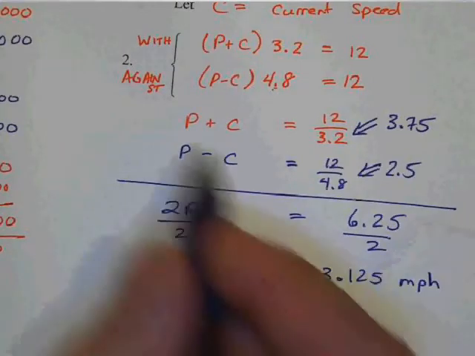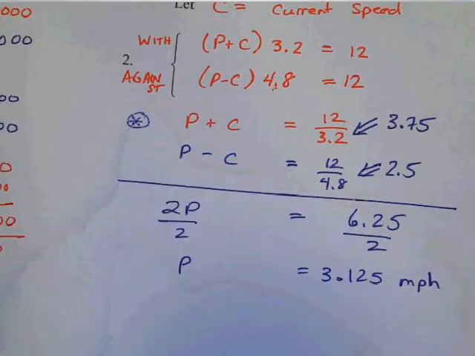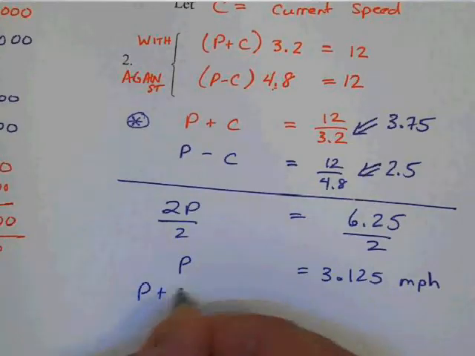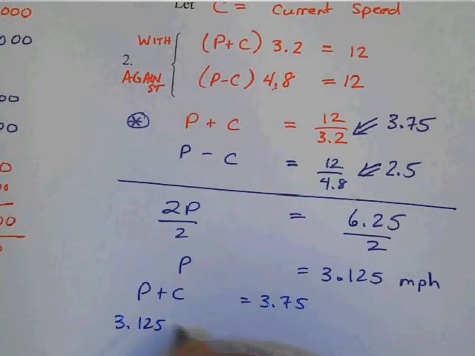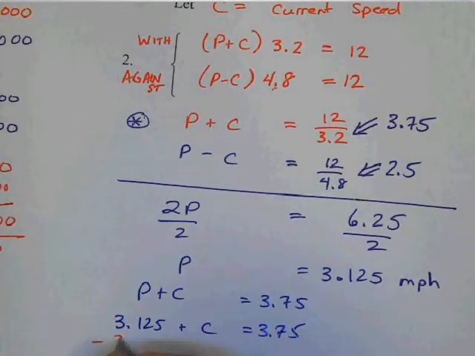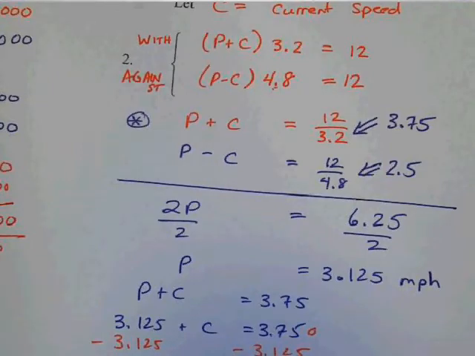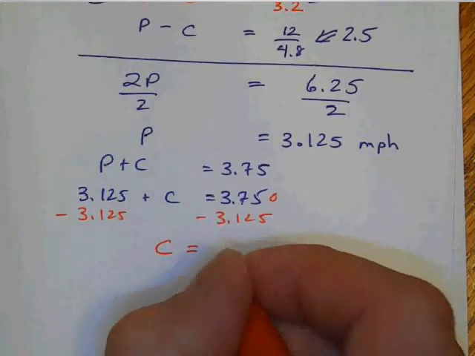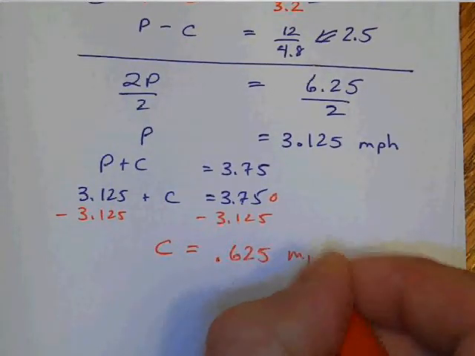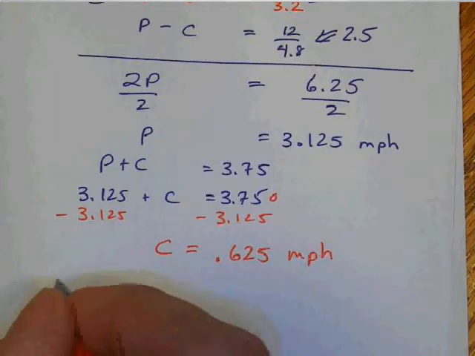I'm going to look at my equation here to solve for my second variable. P plus C equals 3.75. 3.125 plus C equals 3.75. Let's subtract both sides by 3.125. So we have 3.75 minus 3.125. So the rate of the current is 0.625 miles per hour.